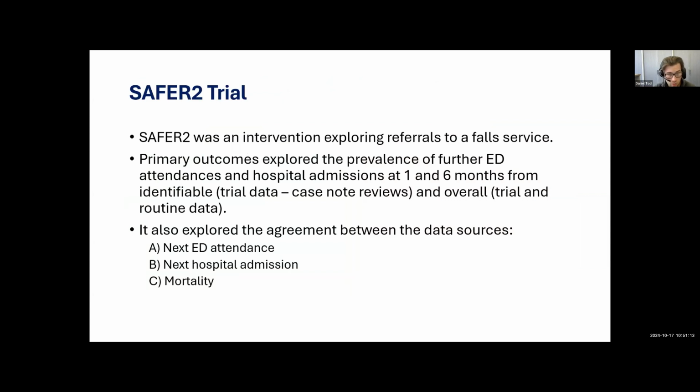So I'll briefly now touch on the SAFER2 trial, which is one of the trials we've used routine data and trial data in. We'll explore the difference in outcomes and then also the data utility comparisons between the trial and the routine data sources. So SAFER2 explored an intervention exploring referrals to a falls service. Its primary outcome was prevalence of ED attendances and hospital admissions at 1 and 6 months for identifiable data, which was trial data collected through case note reviews, and then also the overall data, which is comprised of the trial and routine data. It also then looked at the data utility comparison side, again in the next ED attendance dates, and also whether they had an event, and then the hospital admissions, again event and date matches, and then also the mortality data.